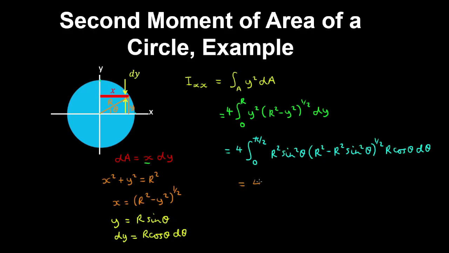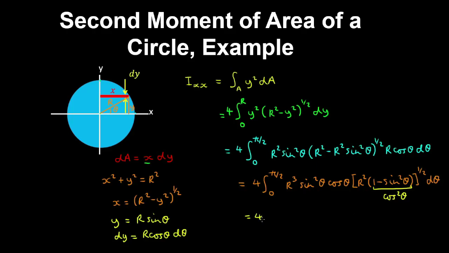And now we can do some algebra. So we can rewrite the integral as r cubed sine squared theta by cosine theta. And here we can factor out r squared, and we have 1 minus sine squared theta to the 1/2 integrated over theta. So using the trig identity, this is cosine squared theta.